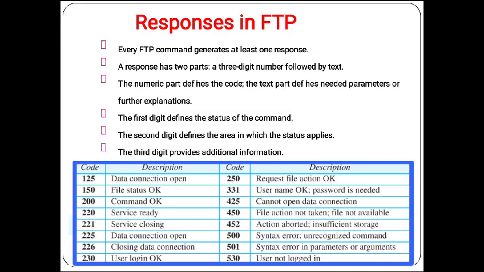Responses in FTP. Every FTP command generates at least one response. A response has two parts, a 3-digit number followed by text. The numeric part defines the code. The text part defines needed parameters or further explanation. The first digit defines the status of the command. The second digit defines the area in which the status applies. The third digit provides additional information.